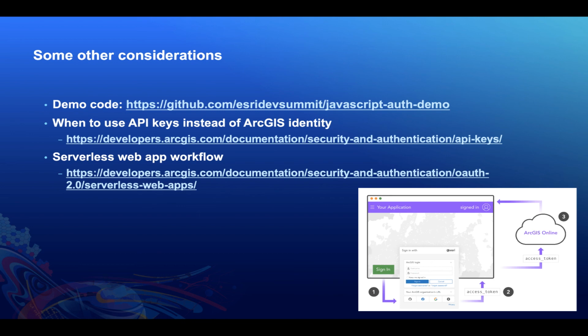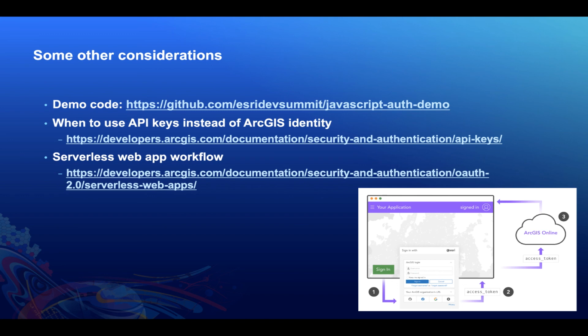I mentioned API keys earlier in this presentation, and I'd like to circle back to them briefly to give them the attention they deserve. Think of the difference between API keys and ArcGIS identity like this. ArcGIS identity authenticates a user with your app, while an API key authenticates your app with ArcGIS Online.